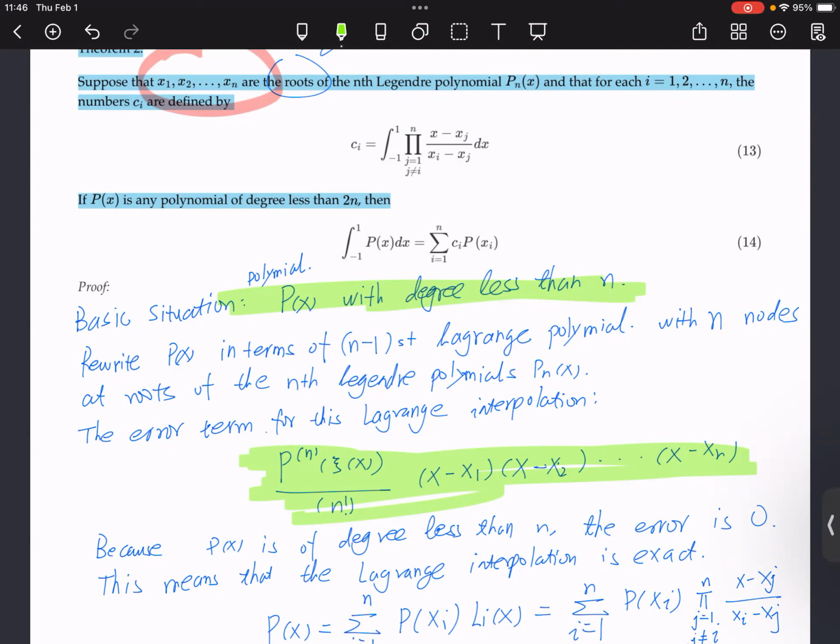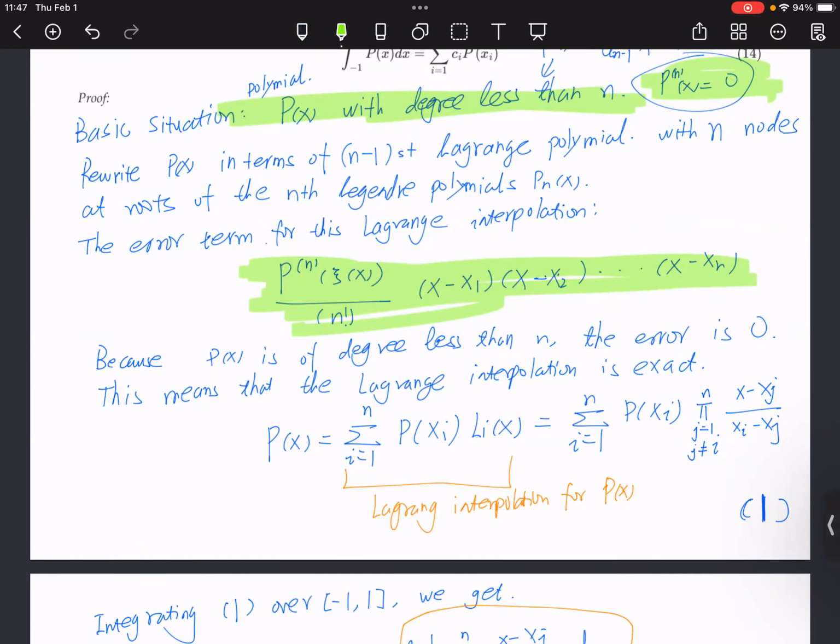So let's take a look here. The p(x), in the first situation, is a_{n-1} x^{n-1} and then all the way to a_0. This is the possible highest degree of that polynomial. Maybe it's x^3, x^2, but the highest degree can be n minus 1. If you take the n-th derivative, this would become 0. The n-th derivative of this one is just 0. Which means that if we do the Lagrange interpolation for p(x), the interpolation is exact, there's no error, and we can use the equal sign.